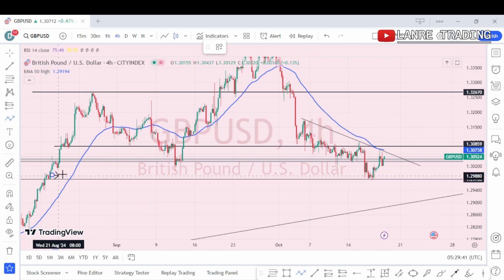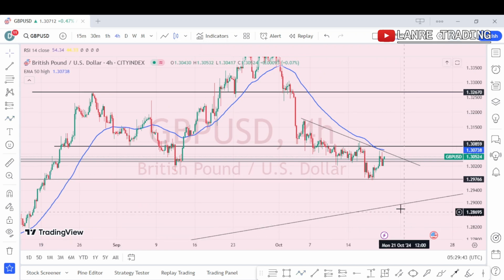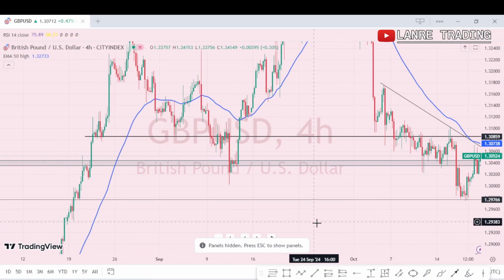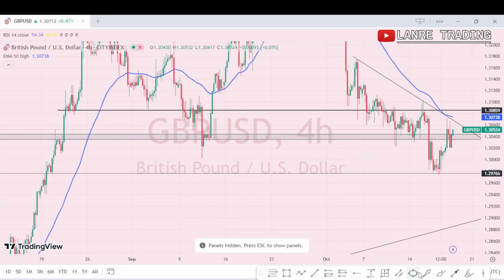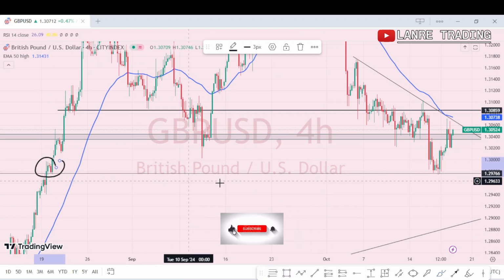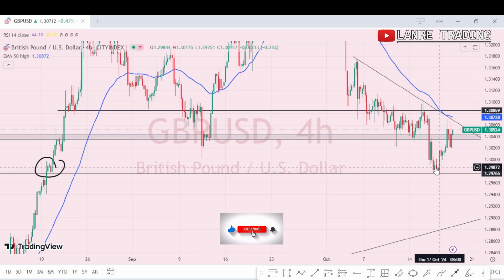A moment please. I need to increase the screen so I can show you this clearly, guys. This previous structure, this higher low right about here, price came back to use this as a lower low again.